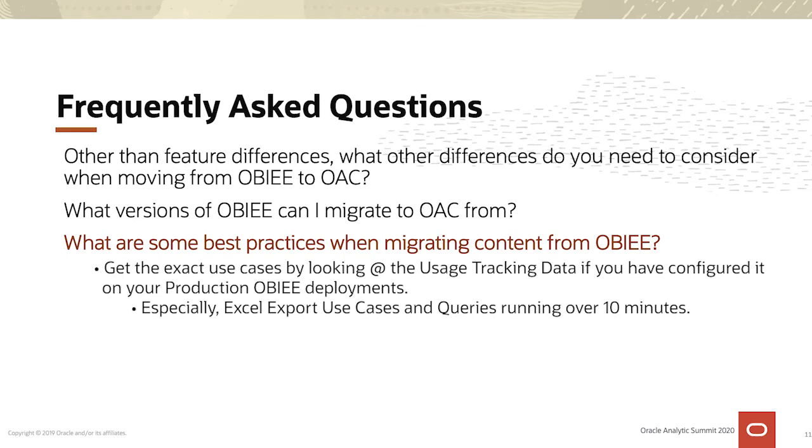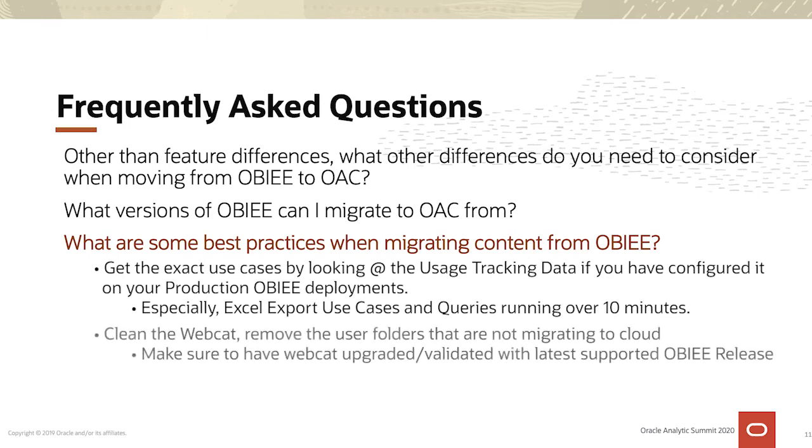The larger the OCPU, the greater the processing power that you will get, and also the export results. Secondly, I would say clean the WebCat: remove the user folders that are not migrating to cloud. If you are not doing that, you're going to bring back a lot of content, which will make the migration go slower, and then you will be facing some performance challenges when we are restoring a BAR file or a snapshot into OAC.